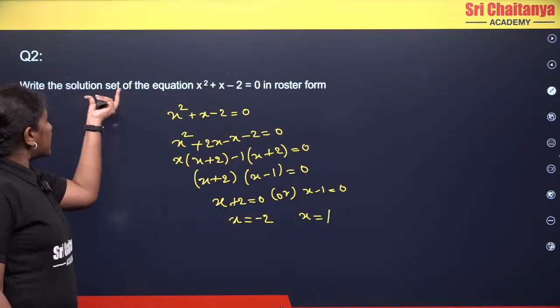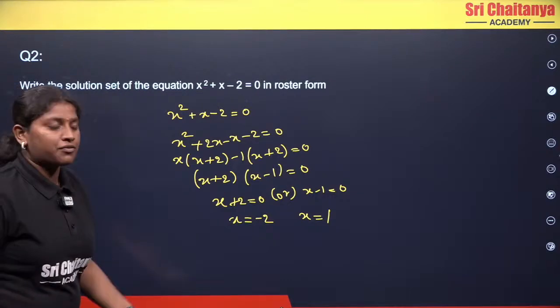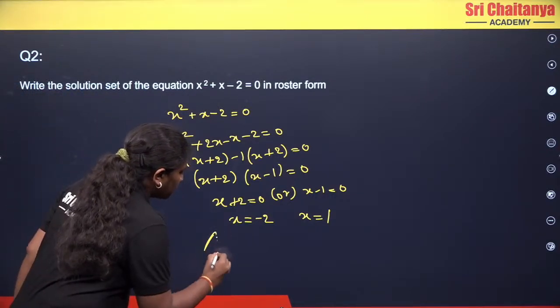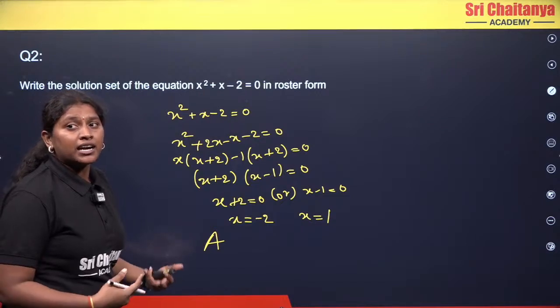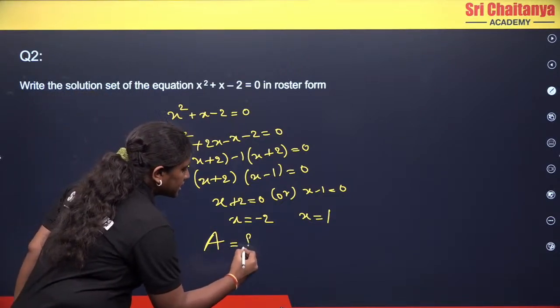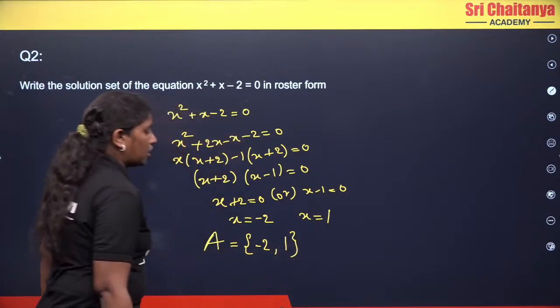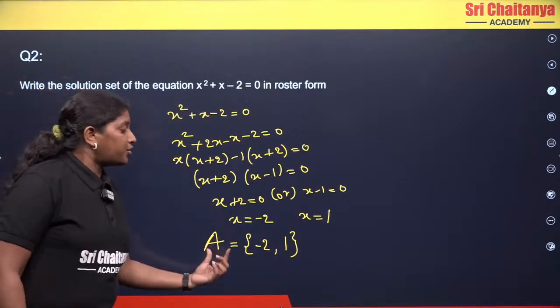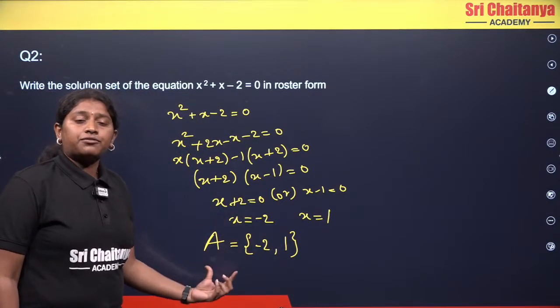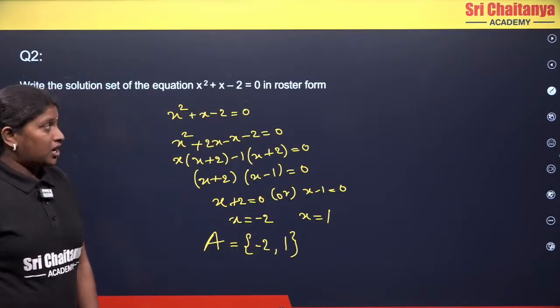Now they are asking us to write that solution set in the roster form. It means what we will write? We will take a capital letter which is representing our set, which is equals to the set of minus 2 comma 1. Okay. So this is how we are going to write the solution set for the given equations. Now let's see the next one.